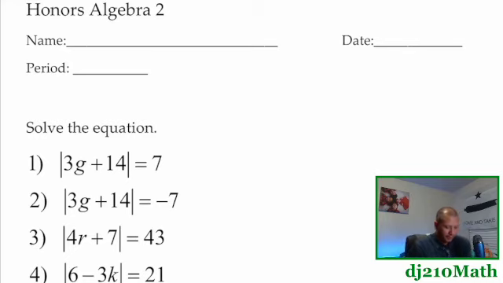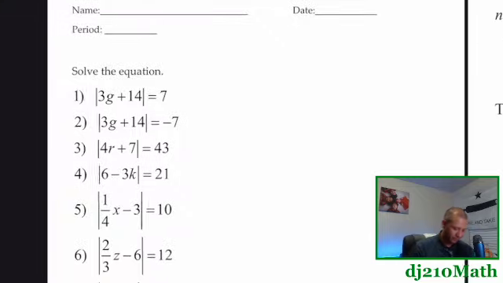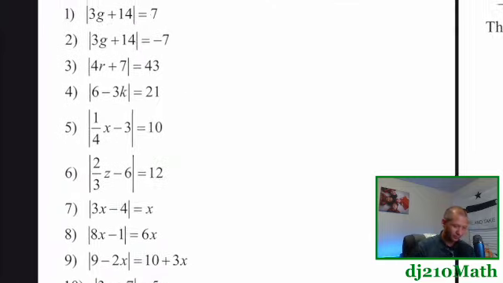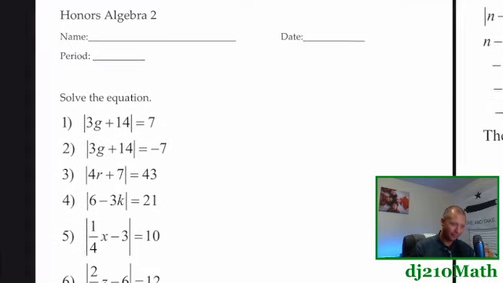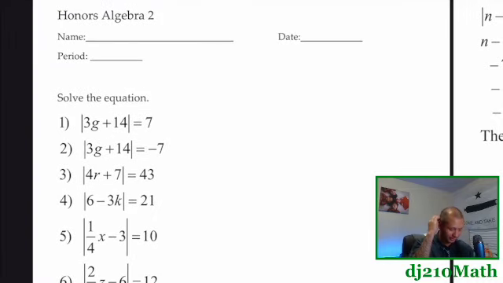All right, 820, solving absolute value equations. All right, let's go. So, number one, remember, you have to isolate the absolute value. Coincidentally, or fortunately, all these are isolated already. So step one is actually done in all of these.